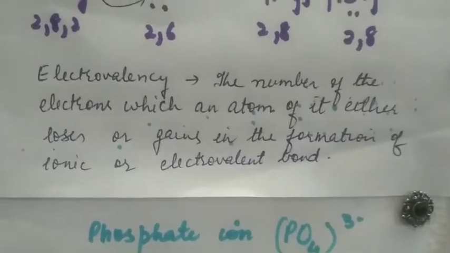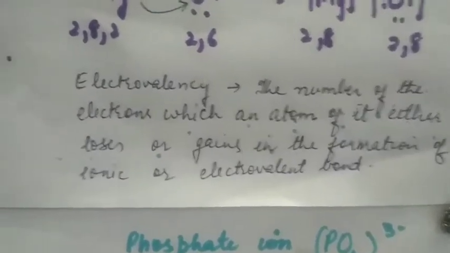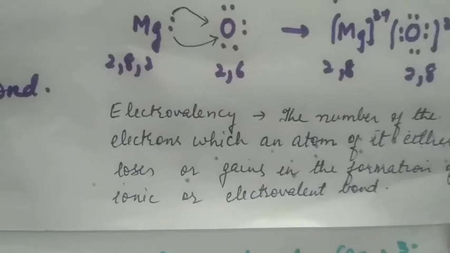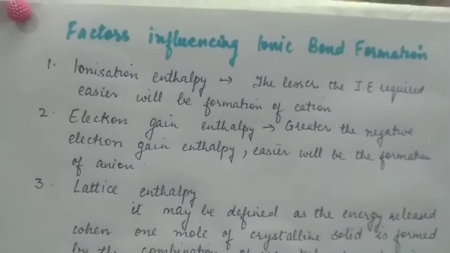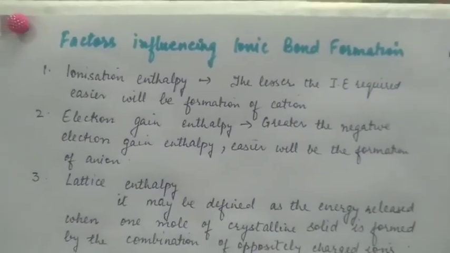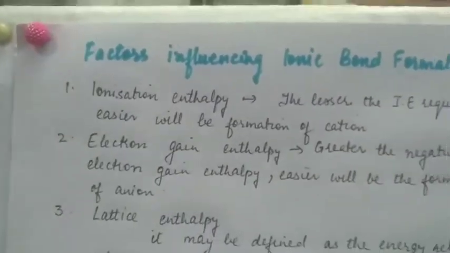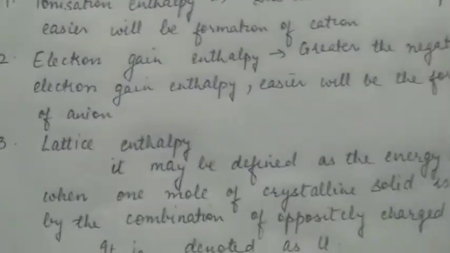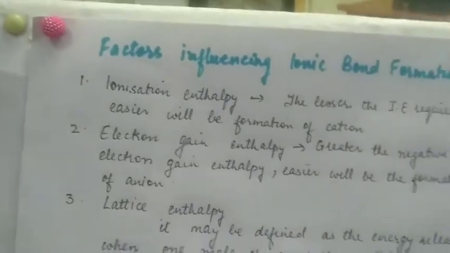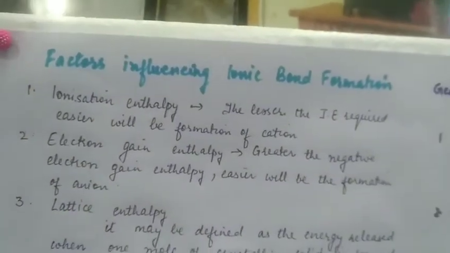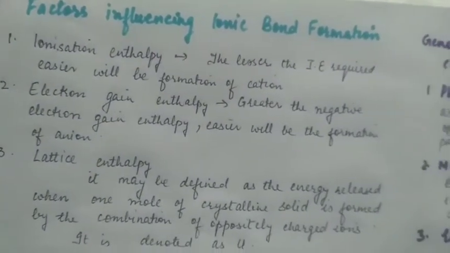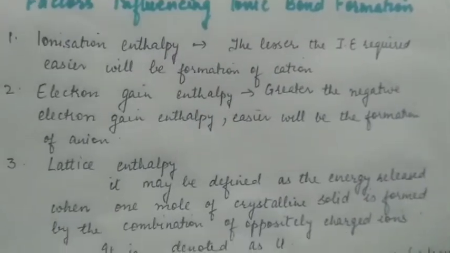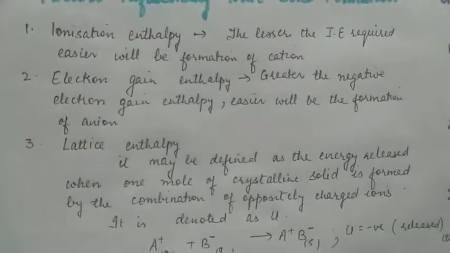Electrovalency is the number of electrons which an atom of it either loses or gains in the formation of an ionic or electrovalent bond. Factors influencing ionic bond formation. Ionization enthalpy. Ionization enthalpy is the energy required for an atom to lose its most loosely bound electron in the gaseous state. जितनी कम ionization energy required होती है उतनी ही आसानी से cation बनता है. So lesser the ionization energy required, easier will be the formation of cation.